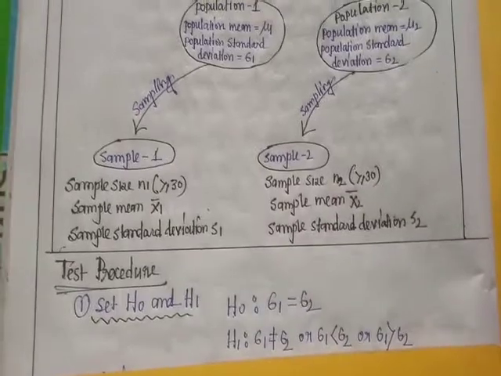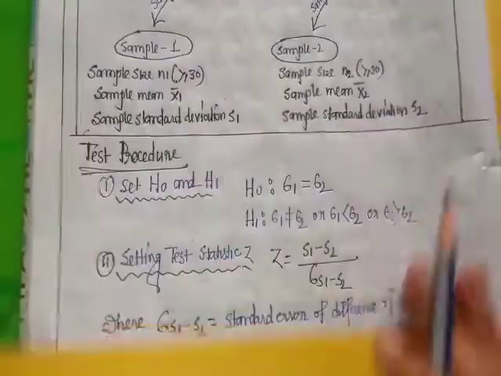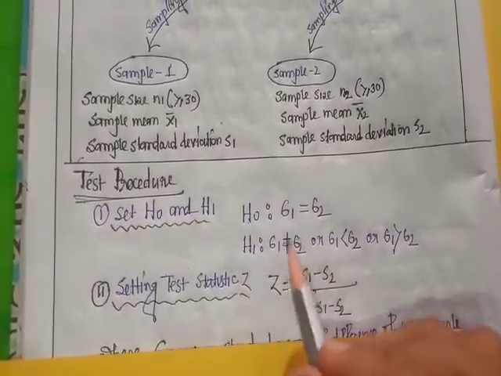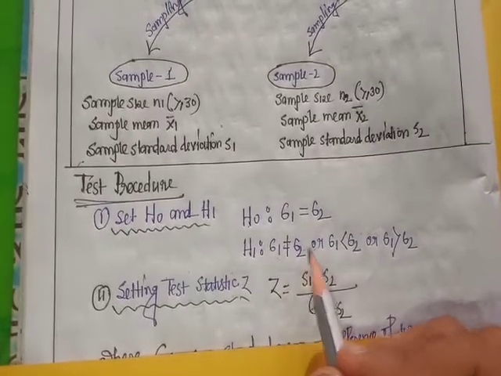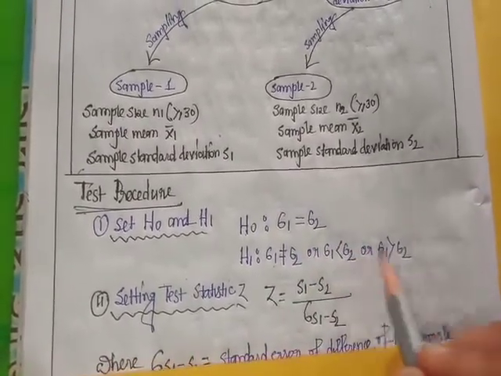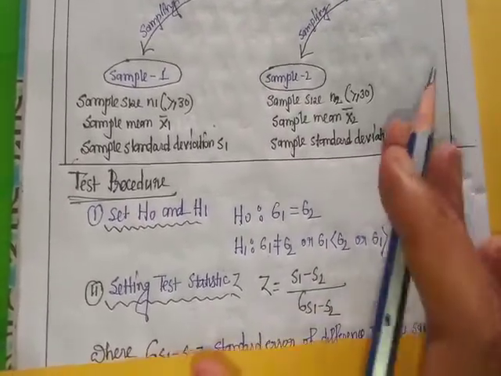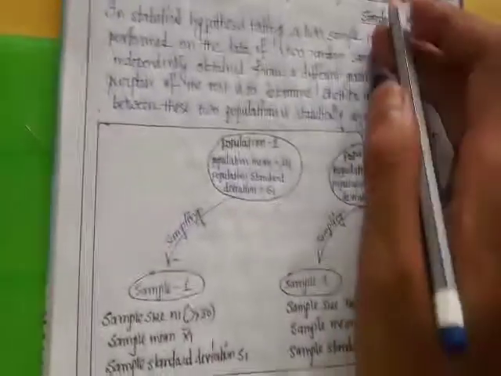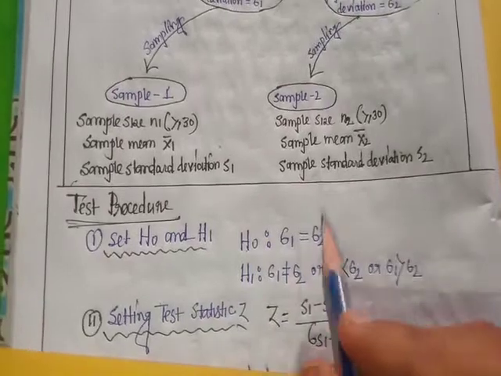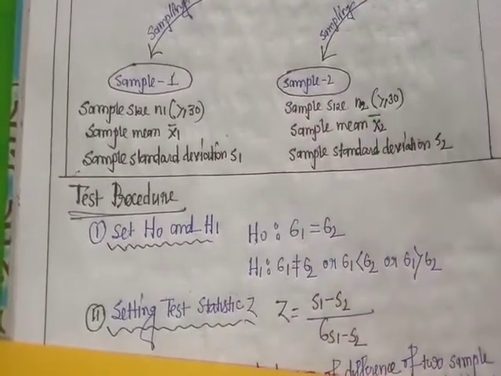Since this is based on standard deviation, the null hypothesis will be sigma 1 equal to sigma 2, and the alternative hypothesis will be sigma 1 not equal to sigma 2. This is for two tail test. Sigma 1 less than sigma 2 is for left tail test, and sigma 1 greater than sigma 2 is for right tail test. Here sigma 1 is the standard deviation of population 1 and sigma 2 is the standard deviation of population 2.